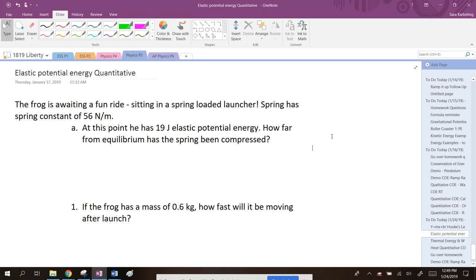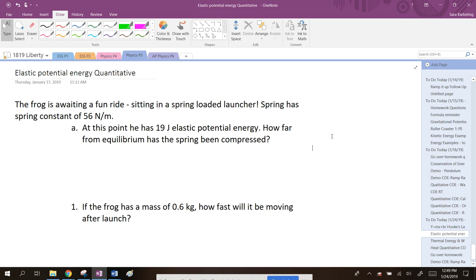So here's the situation. My frog just got a new toy. It's a spring launcher. Whee! So he can be pushed back and then launched, kind of like a catapult, okay? He's sitting in the spring-loaded launcher, and it's ready to go, and it has a spring constant of 56 newtons per meter. That means that it takes a force of 56 newtons to move it how much? 1 meter, okay? So it's a lot of force, but that's to move it a whole meter.